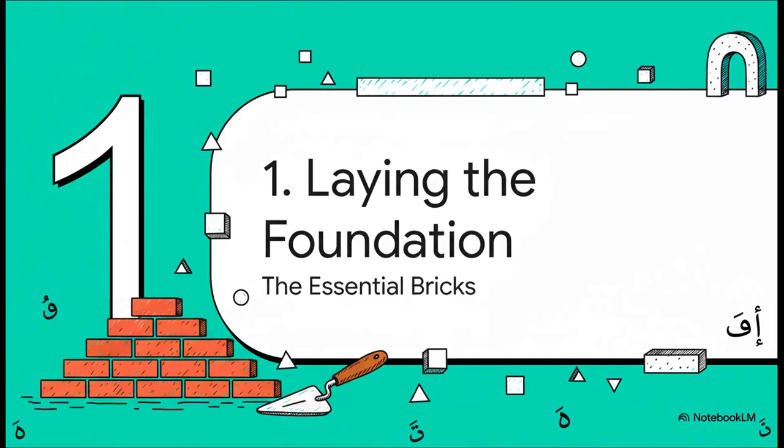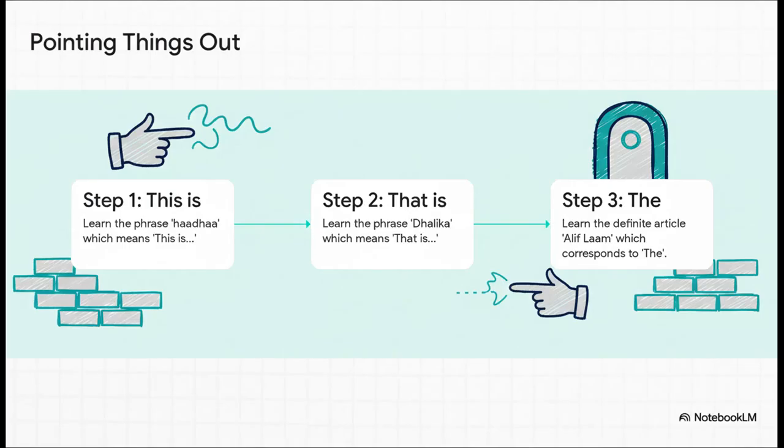Right, first things first. Every great structure starts with a really solid foundation. So in this first stage, we're looking at the essential bricks and mortar, the absolute fundamentals you have to have before you can build anything else. So where do you start? It's actually super simple. You just learn how to point at stuff, literally. The very first lessons are all about saying this is and that is, and then learning how to say the thing, to be specific. These are your most basic, essential bricks. Can't build anything without them.